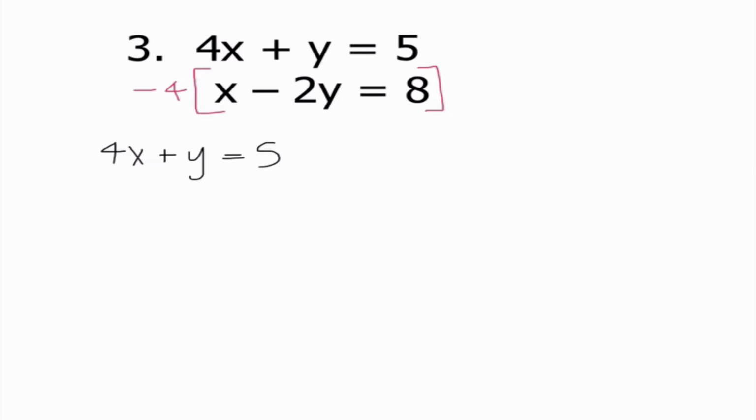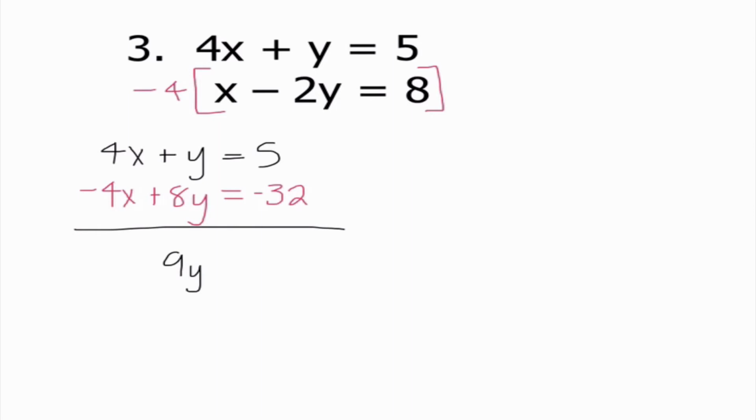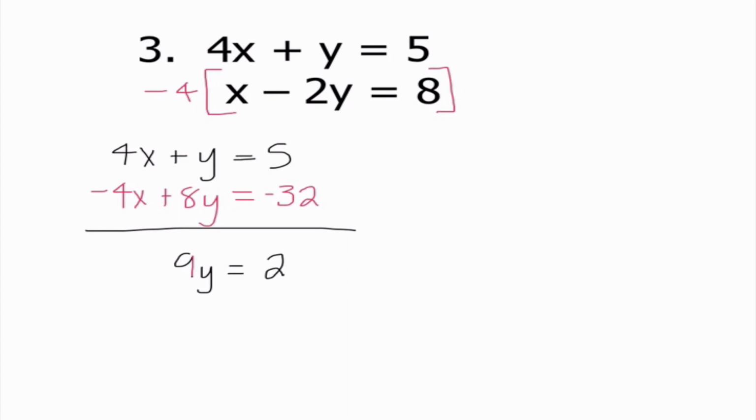So I rewrote our first equation, and when I distribute negative 4 to that second equation, I get negative 4x plus 8y equals negative 32. So I'm going to go ahead and add these together. My x values cancel each other out, and I'm left with 9y equals negative 27. When I divide both sides by 9, I get y is equal to negative 3.